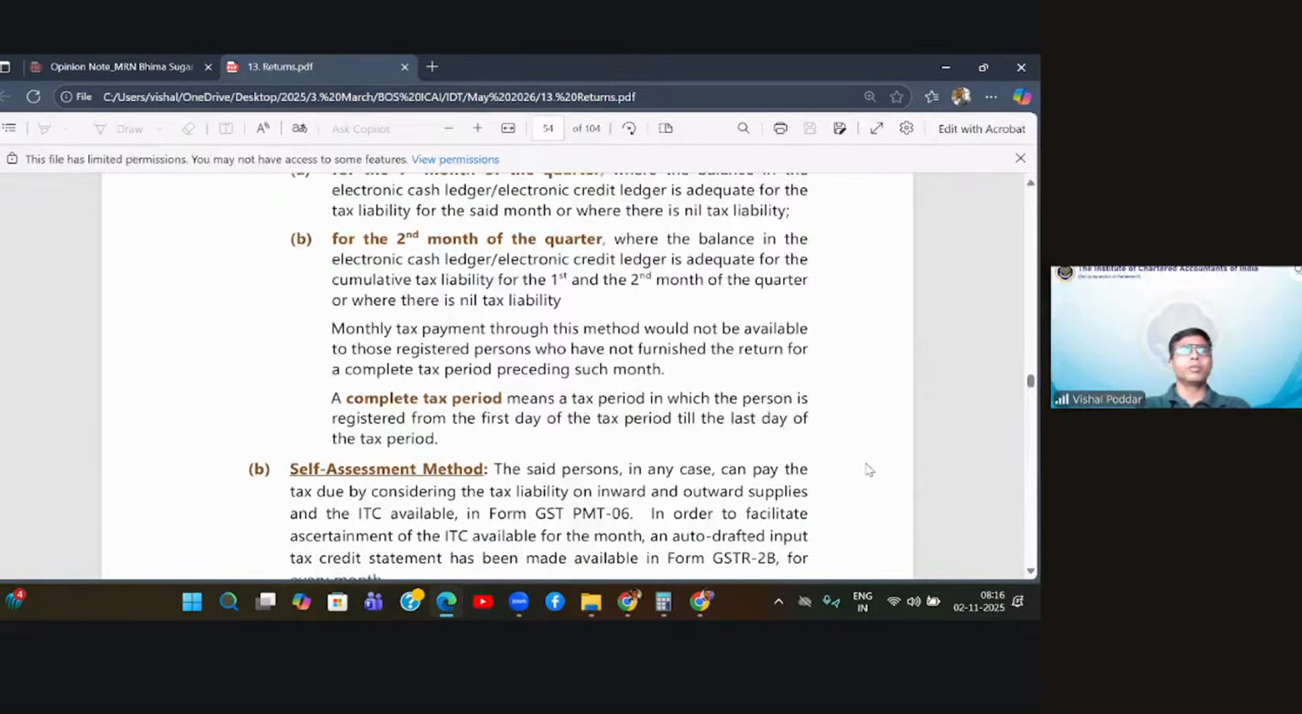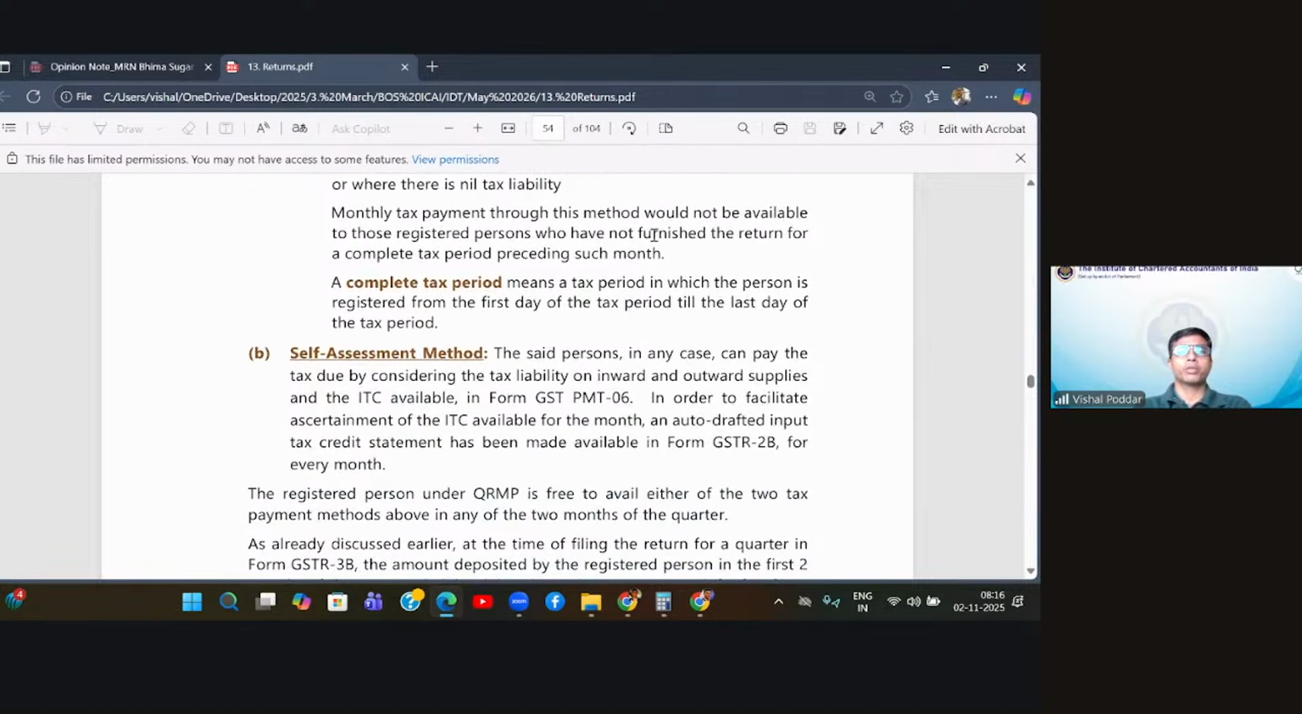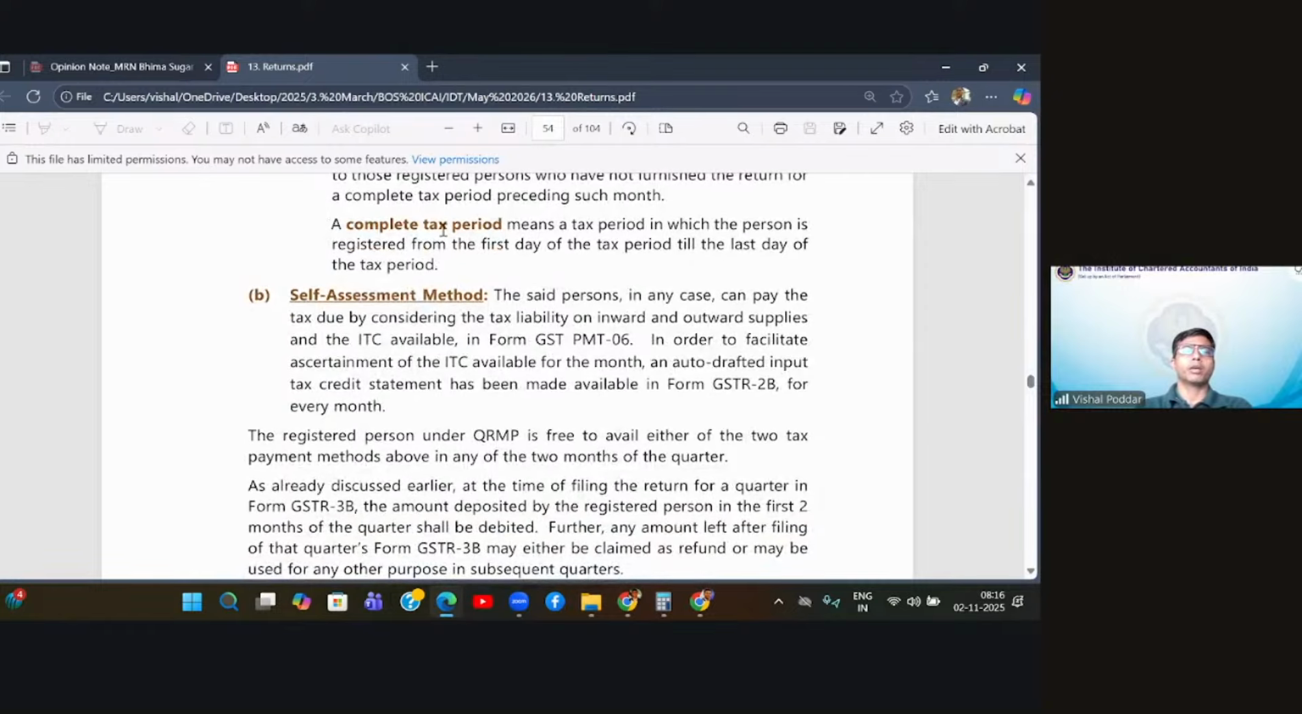Similarly, you need not pay the second month's liability also if the first and second month total, that is roughly 70%, whatever is the amount coming, is already lying in your cash ledger or credit ledger. Monthly tax payment through this method would not be available to those registered persons who have not furnished the return of the previous month. A complete tax period means a tax period in which the person is registered.